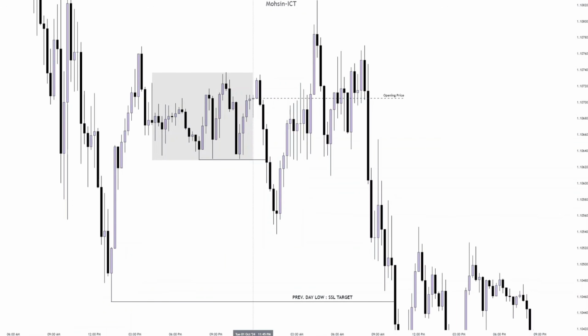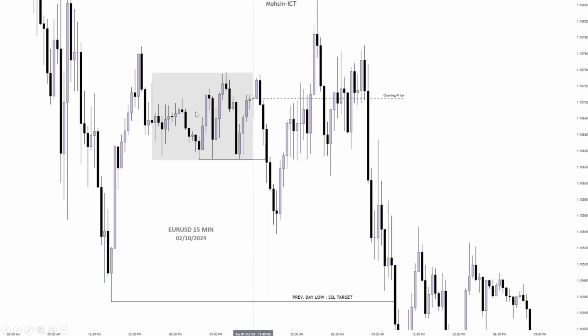We are on our 15-minute chart. This is Euro USD 15-minute chart. 2nd October 2024. You can see accumulation right here, a bullish manipulation, and then distribution. This aligns with our ICT PO3 AMD pattern being bearish.